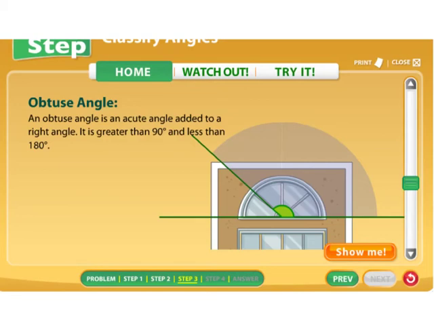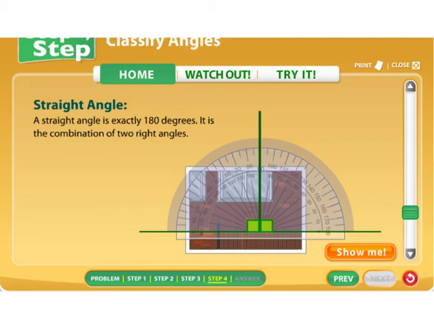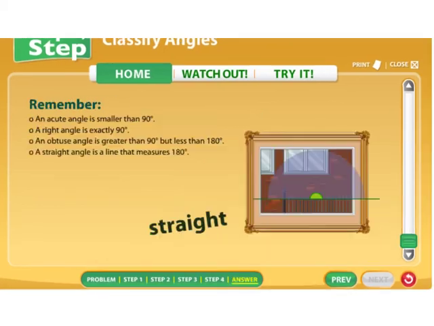Now, let's look at an obtuse angle. An obtuse angle is actually a right angle plus an acute angle. So an obtuse angle is greater than 90 degrees and less than 180 degrees. Finally, we come to the mysterious straight angle. A straight angle is exactly 180 degrees. It's the combination of two right angles. This angle definitely walks the straight and narrow. Exactly 180 degrees.